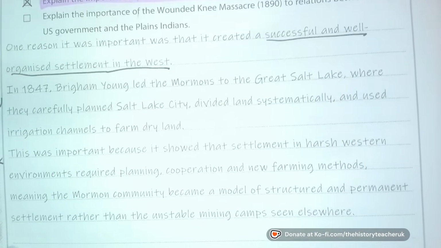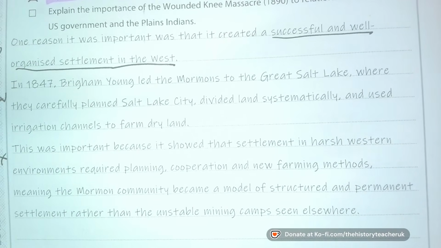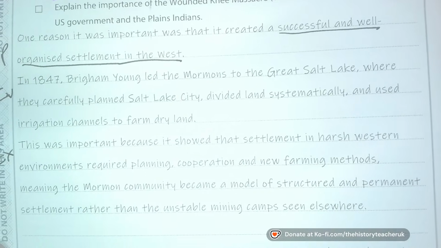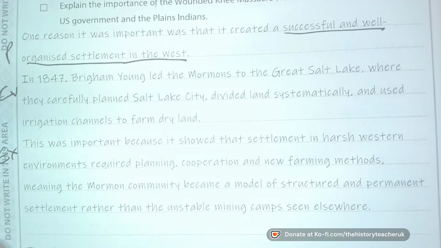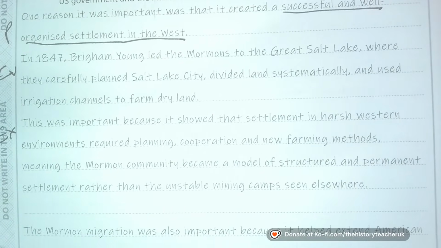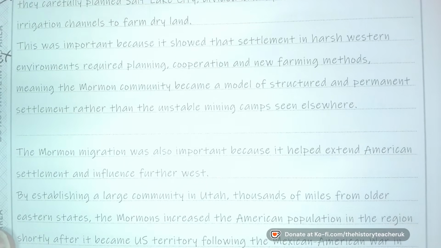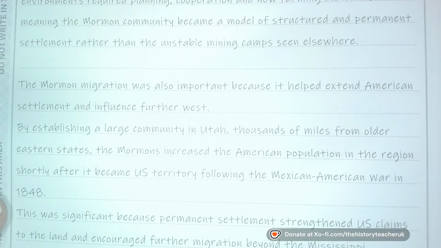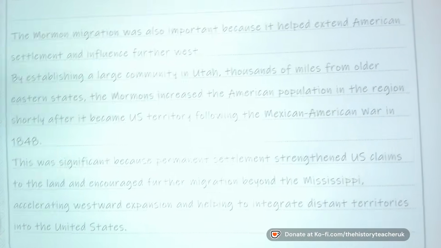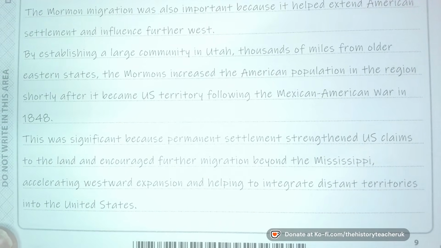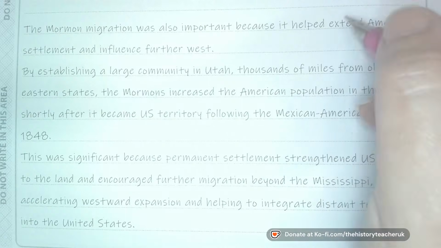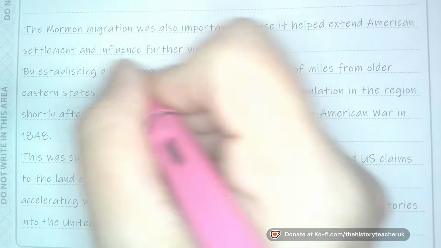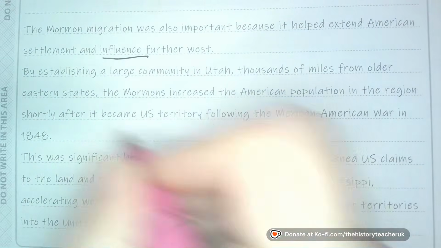That's my explanation, that it just shows that it can be done. Rather than having unstable mining camps, they can actually set up a permanent farming system. And then below that, my other point is that it extended American settlement and influence further west.